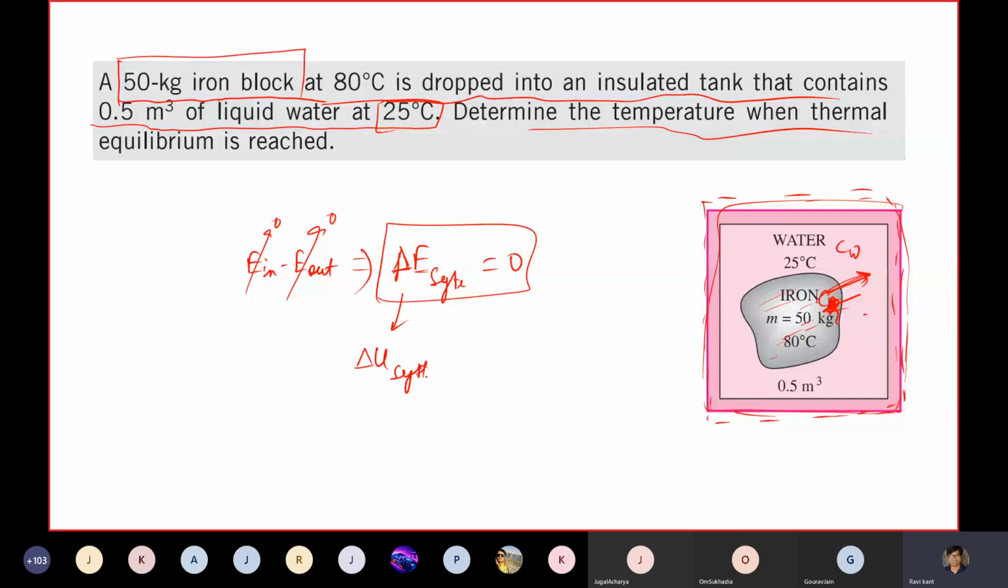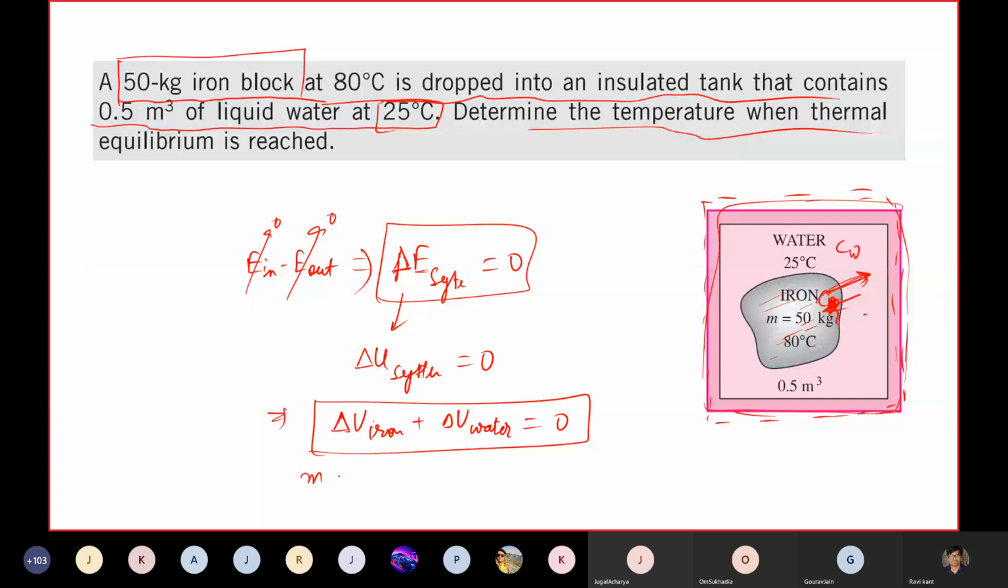Now delta U can be written as delta U iron plus delta U water. These types of questions you might have done in your 12th also. What is the change in internal energy in iron? M C delta T iron, plus M C delta T water. So this is M of iron, C of iron, M of water, C of water, equal to 0. So this relation you need to check.